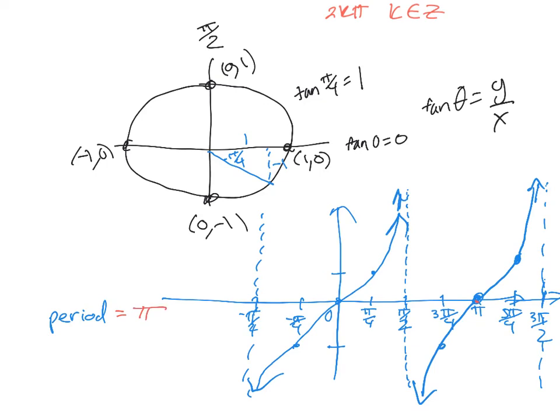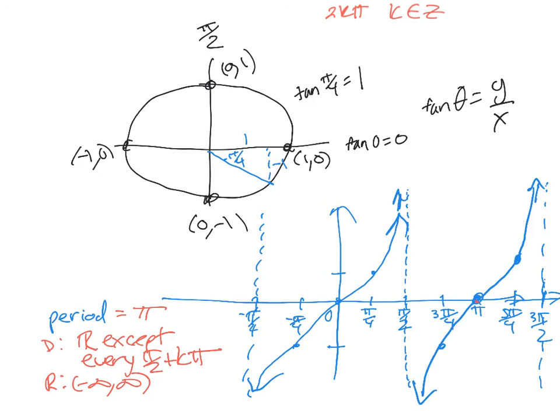And the domain is all reals except every pi over 2 plus, how far apart are the undefineds? Well, between pi over 2 and 3 pi over 2 is 2 pi over 2, or pi. So I would say undefined every pi over 2 plus k pi. And the range is all reals. And there are no peaks because the range is all reals.